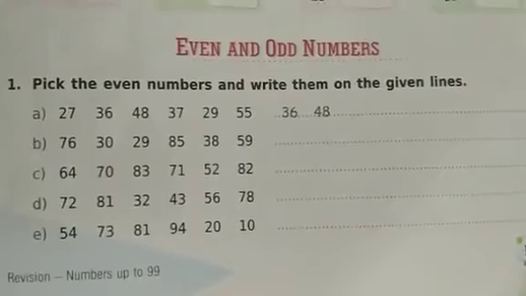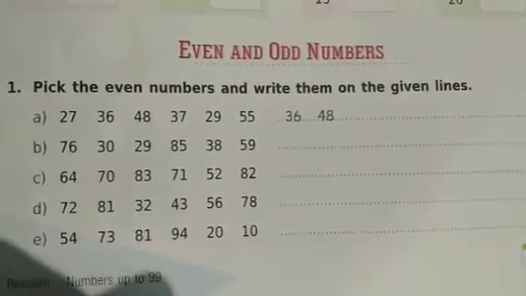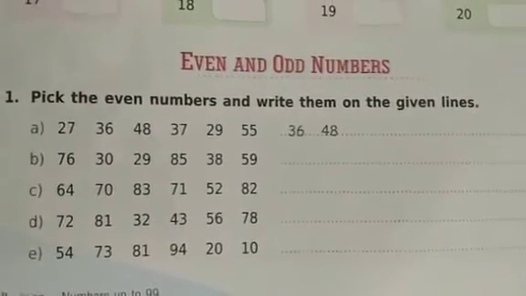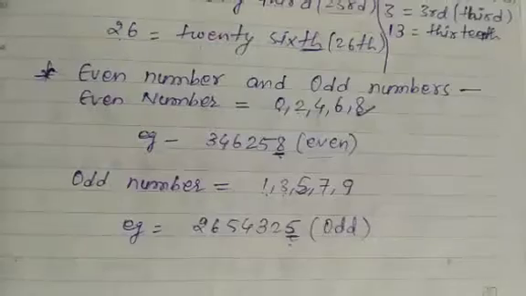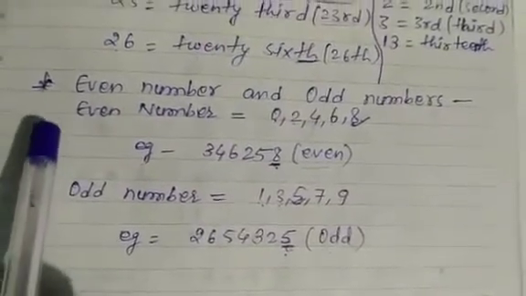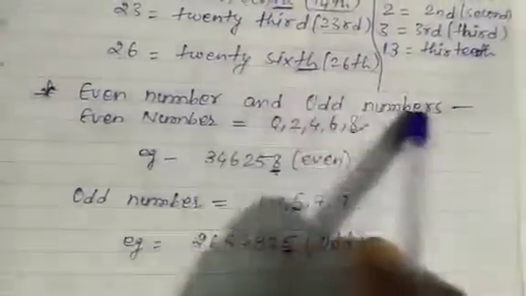Okay, now we will read the next topic, even and odd numbers. What are even numbers and what are odd numbers? How can we identify an even or odd number? Let's see in the copy and understand it. I'm giving the examples, I'm giving the topics, even number and odd number.